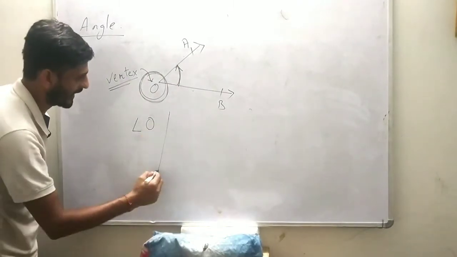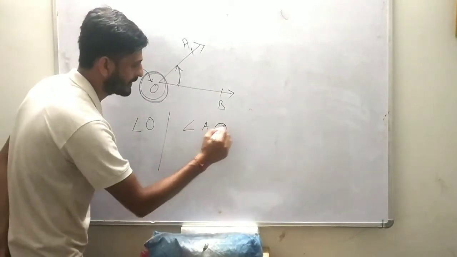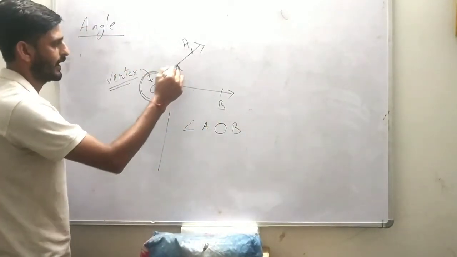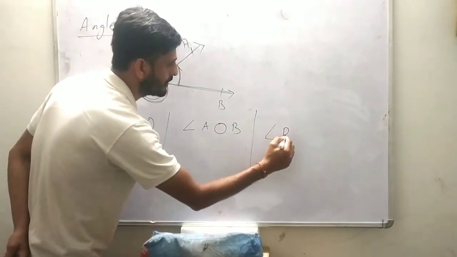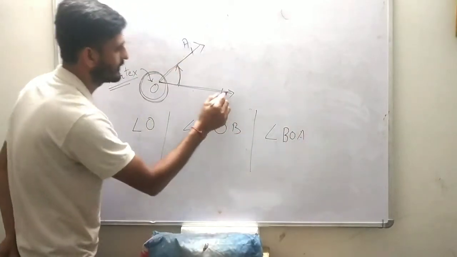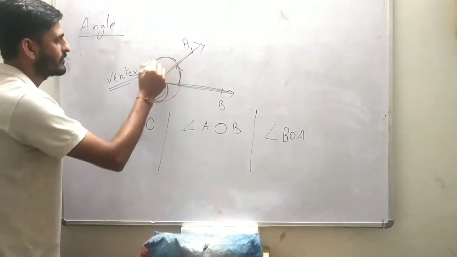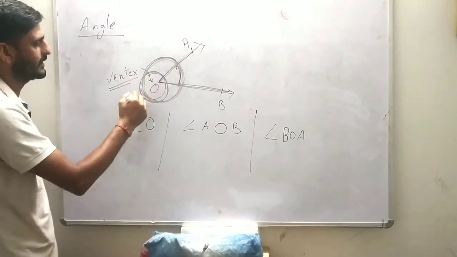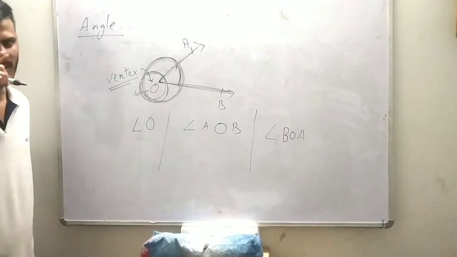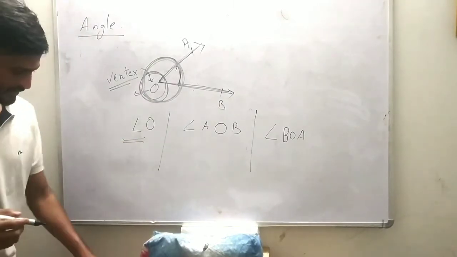This is the angle O, or we can write it as angle AOB, or we can write it as BOA. That means our angle is always represented by the initial point which is common, and here the common initial point is O, which is known as the vertex of the angle.